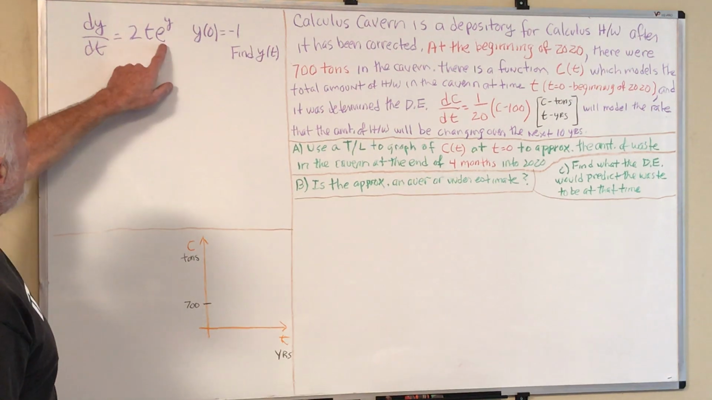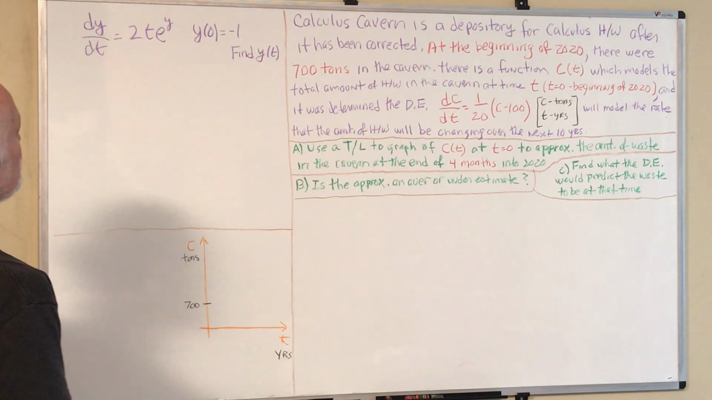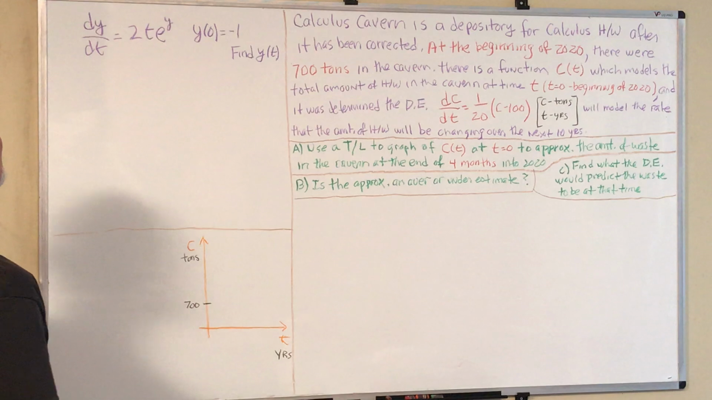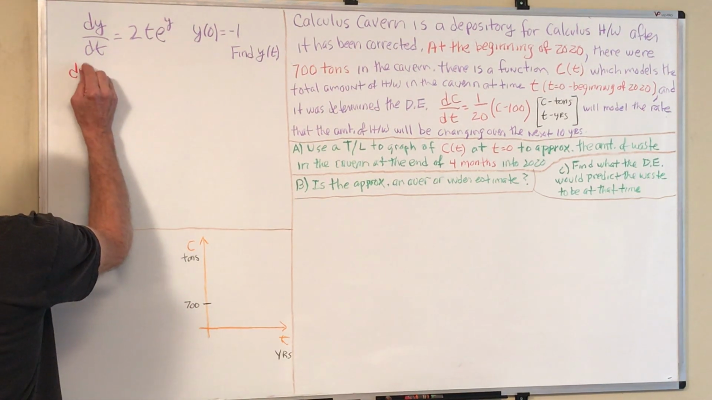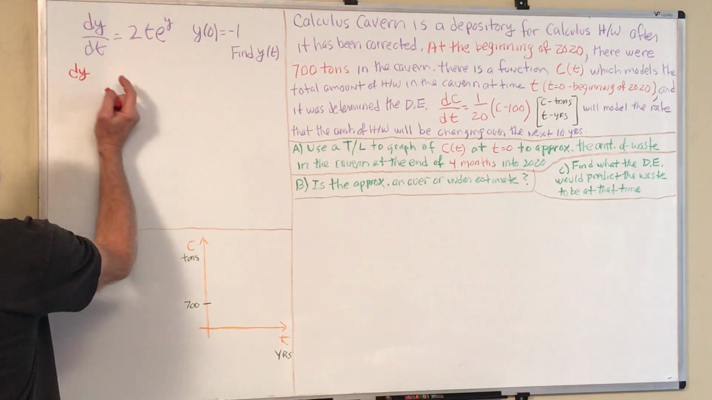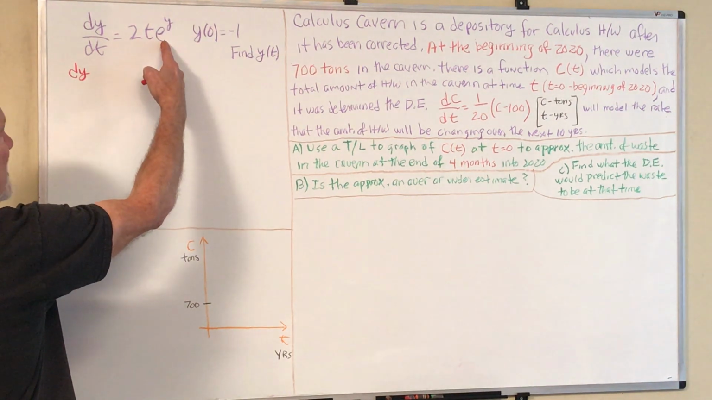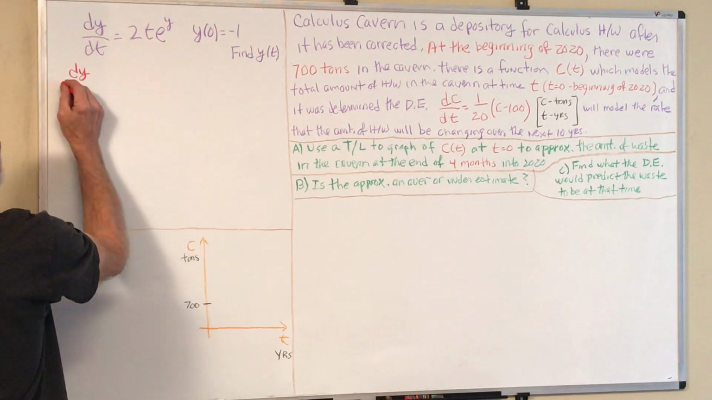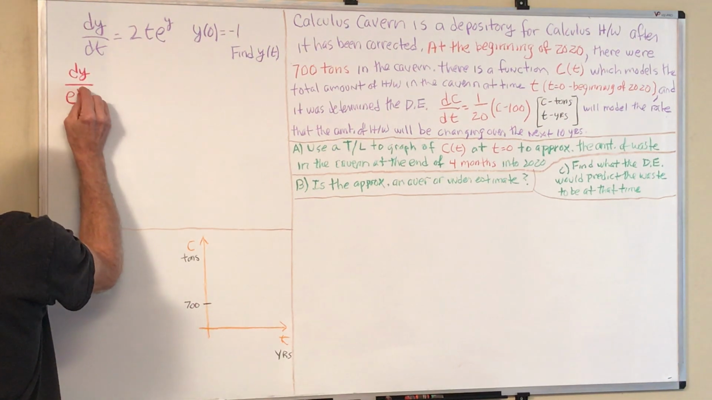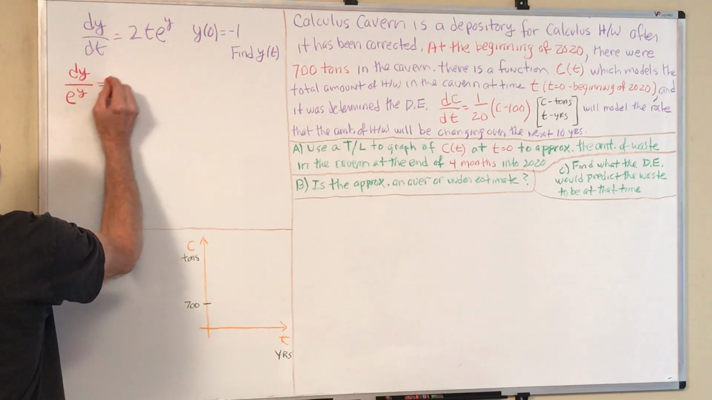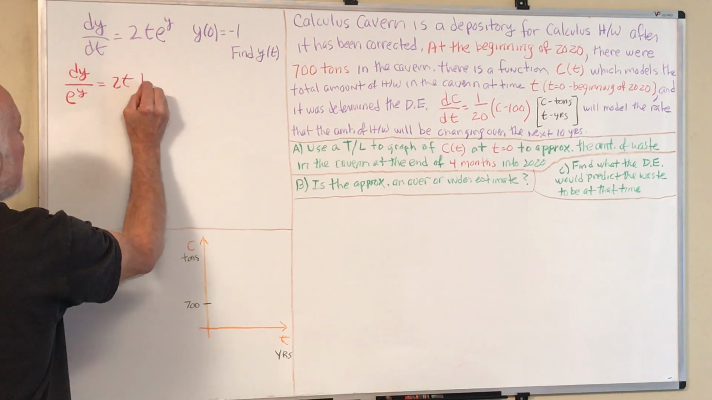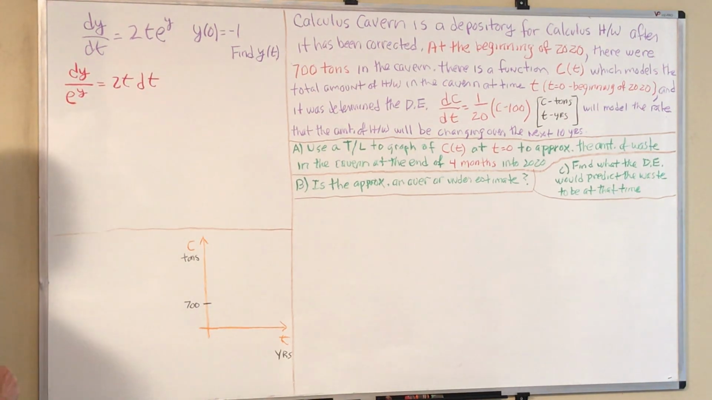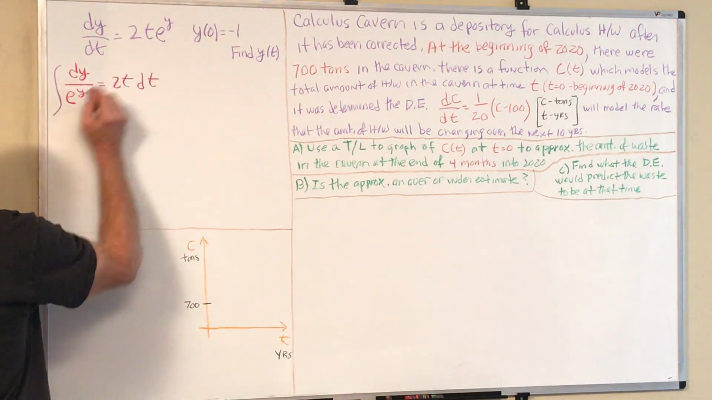Okay, again, it's not just in terms of t, so I'm going to have to try to separate the variables, and I can. So I say dy over on this side. To bring this e to the y to this side, I have to divide by e to the y. The 2t is already over here. I'm going to multiply by dt. So I've separated the variables.